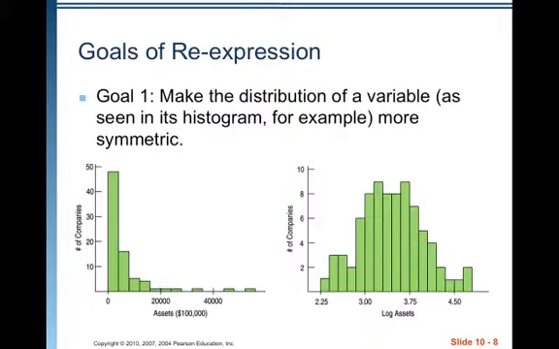There are a couple of different goals for re-expression. One is to make a distribution of a single variable, as seen in a histogram, more symmetric. So here we've got assets in hundreds of thousands of dollars and numbers of companies that have those assets, clearly skewed to the right there. But if we do the common log of assets, the distribution becomes much more symmetric.